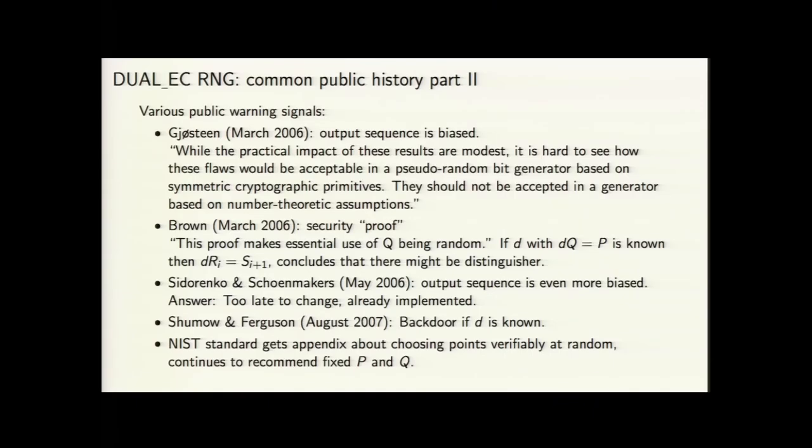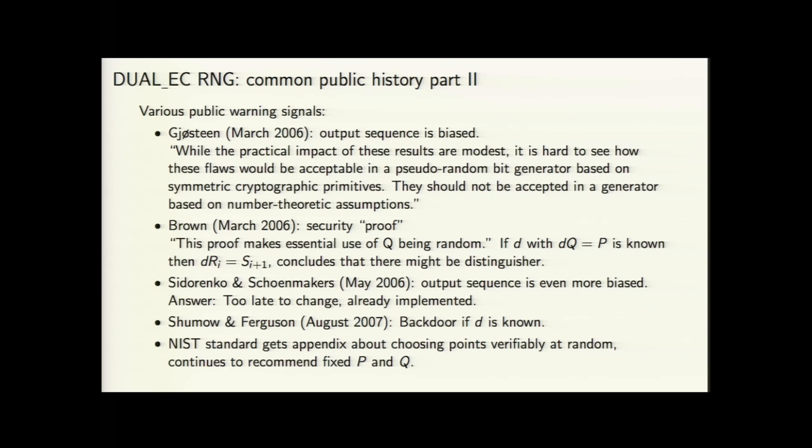Now, soon after, lots of papers came out saying this is really not pretty, this is not how it should look. There was Christian Gerstein saying that the output sequence is biased, which is absolutely not a surprise. As I said, we should never ever output more than half of the bits of such a thing. And if you output too many bits, then you get a bias. He was saying that he doesn't know how to turn this into a real break, so you have a quote from some official input that he gave to the NIST standardization process.